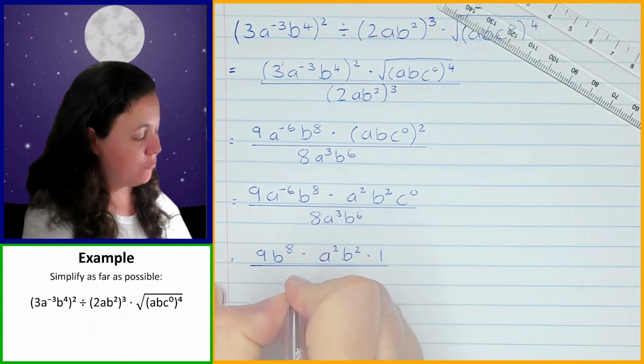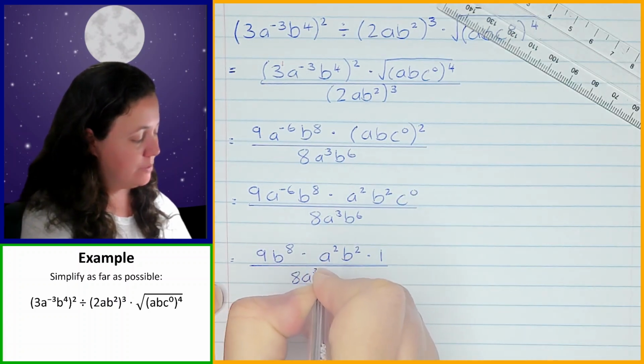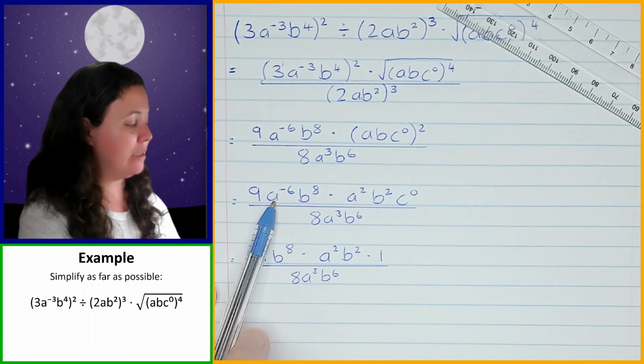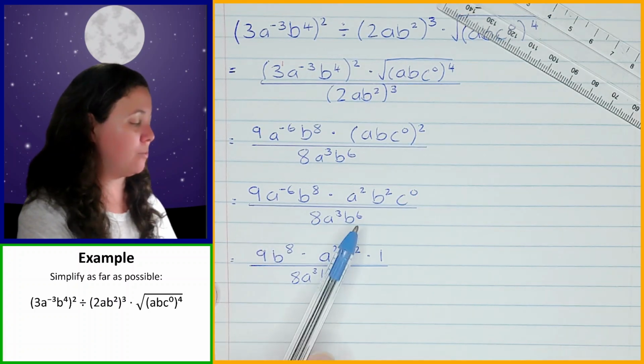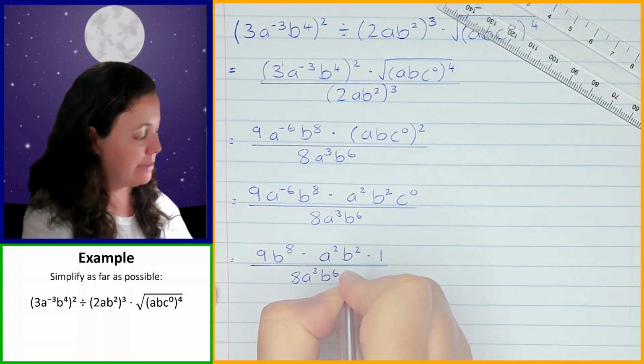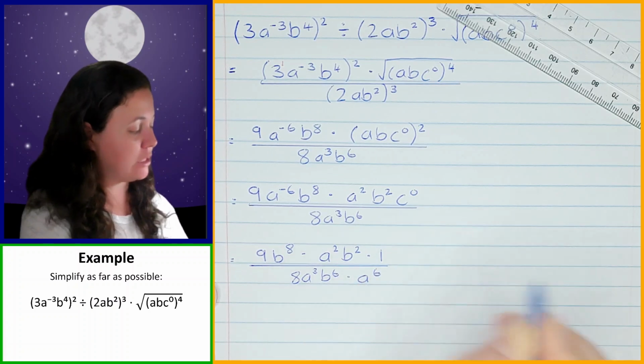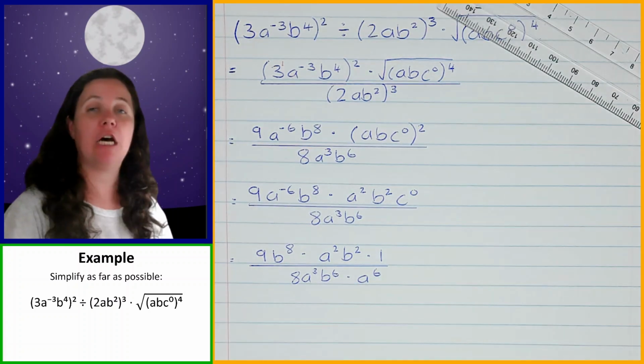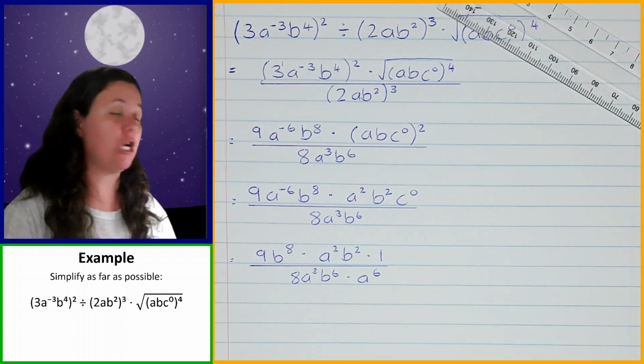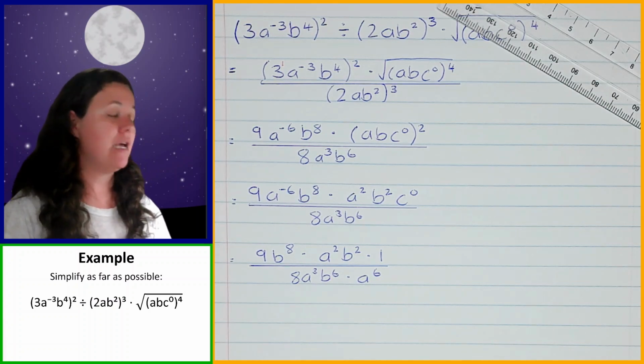And at the bottom, I've got 8a cubed b to the power of 6, and then I'm bringing this a to the power of negative 6 down to the bottom of the fraction, so it becomes times a to the power of positive 6. Okay, so now I don't have any negative exponents to worry about. Now I'm going to start cancelling out things that I can.